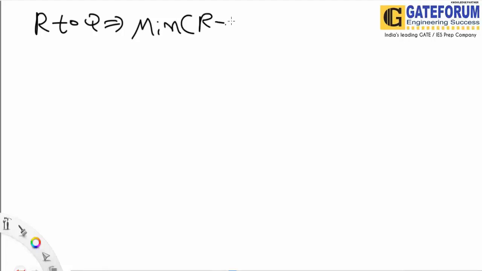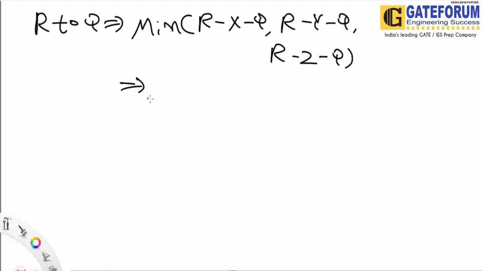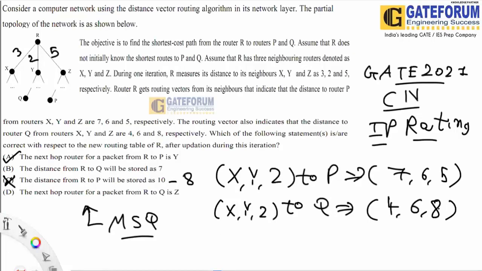R X Q, then R Y Q, then R Z Q. It means what? Minimum of what? Rx is basically what? 3, then 4, 6, 8.